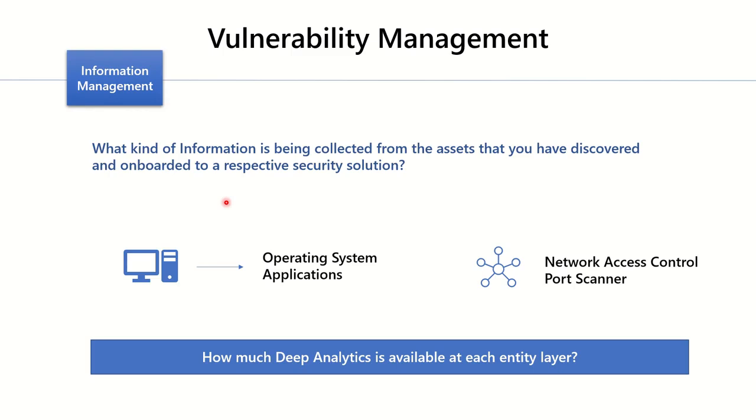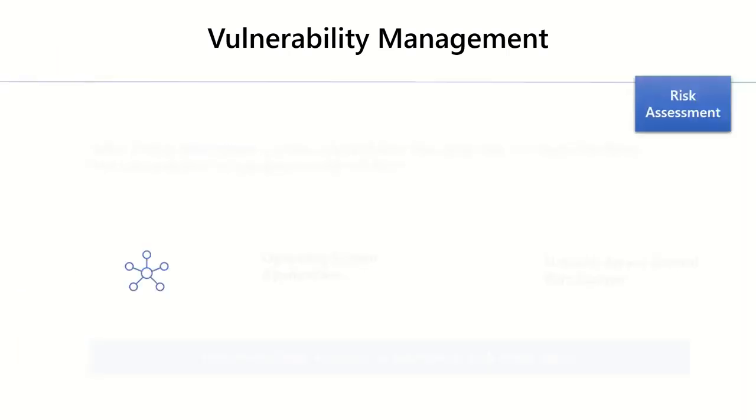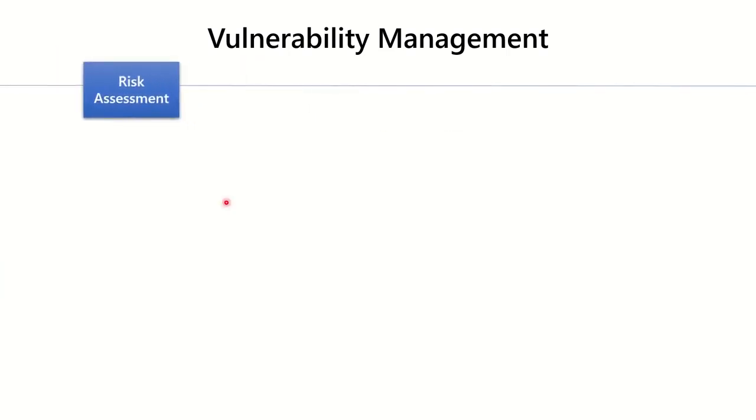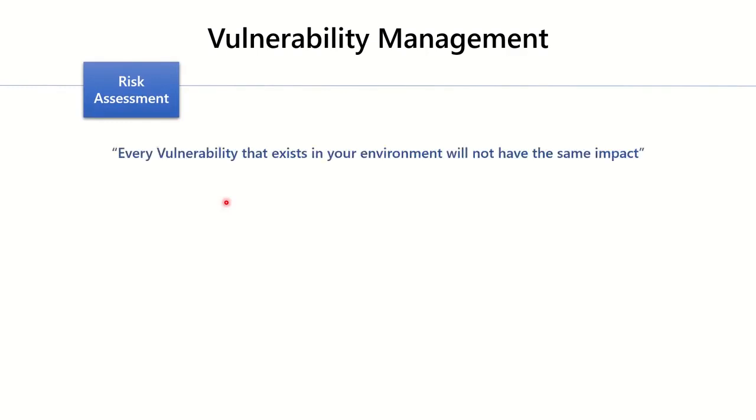Okay, now think about a scenario. You have onboarded the devices, you have done proper inventory management, and you are also aware of what kind of information is getting captured. The next phase is risk assessment. Okay, now again, I would like to summarize this with a statement: every vulnerability that exists in your environment will not have the same impact. There should be a process of prioritization of vulnerabilities, right?